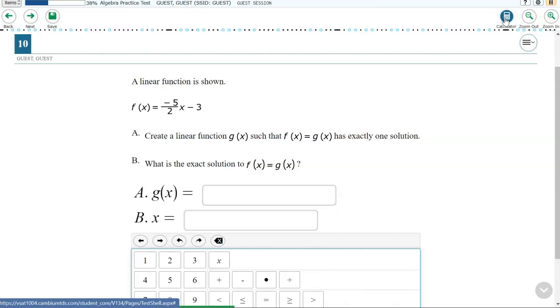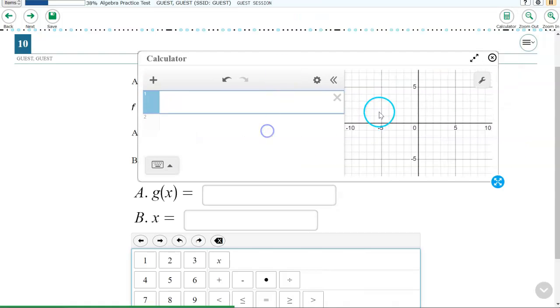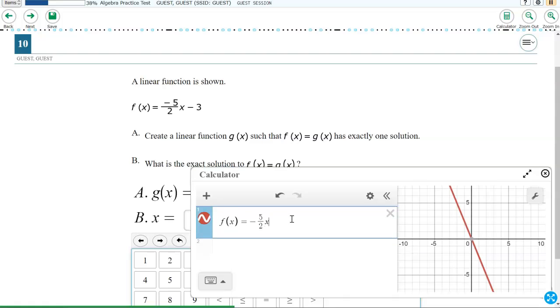All right, we're given a linear function f of x. So we're going to type it in. Well, I can't move this. It's buggy. See, it doesn't like to be moved around, so it bugs out a lot when you try. So f of x equals -5 divided by 2. Hit the right arrow before you put your x, and then -3. All right, so there we have a line.